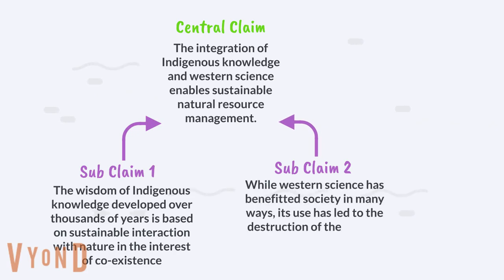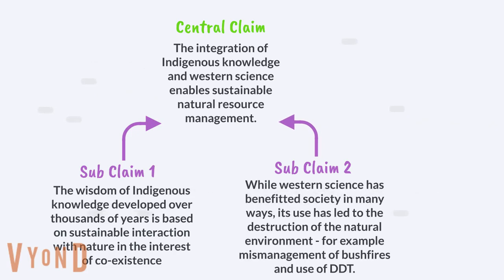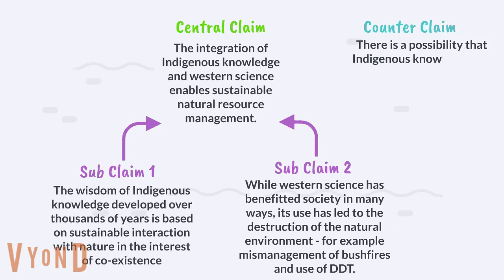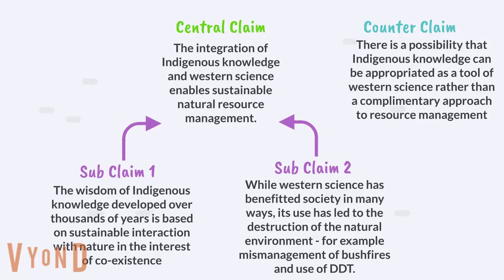Here is our second subclaim. While Western science has benefited society in many ways, its use has led to the destruction of the natural environment, for example, mismanagement of bushfires and use of DDT. You now have your counterclaim. There is a possibility that Indigenous knowledge can be appropriated as a tool of Western science rather than a complementary approach to resource management. In the same way that you consider counterclaims to your central claim, you should consider alternate claims to your subclaims.